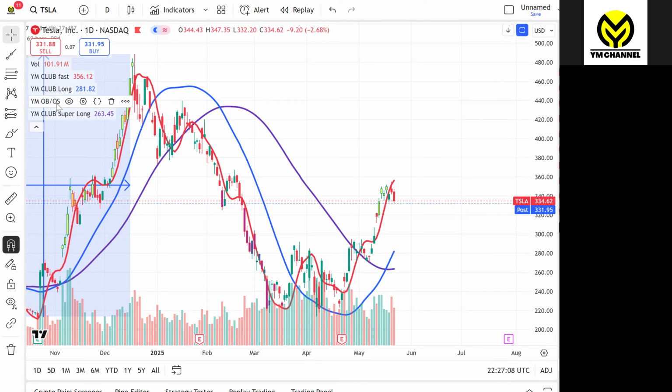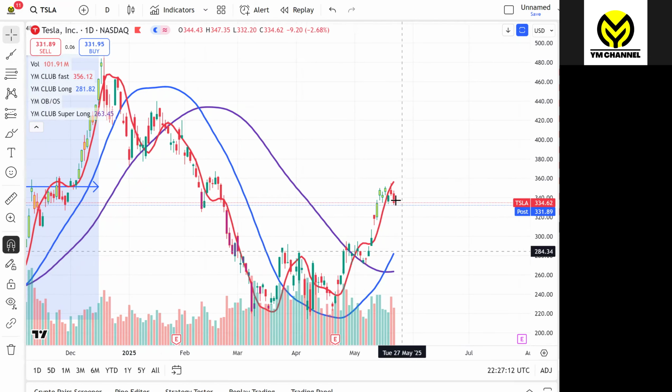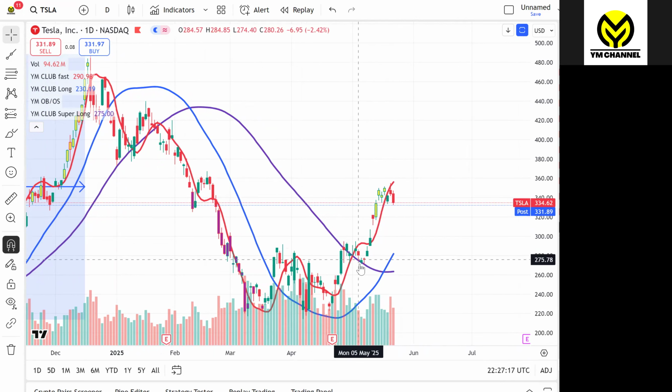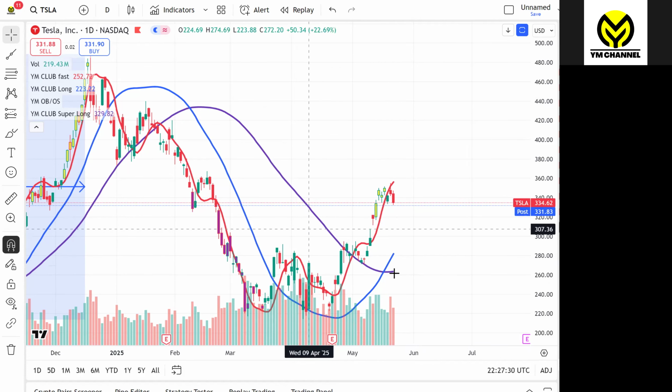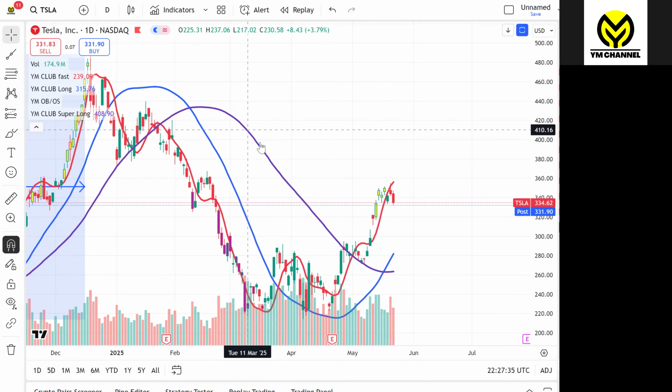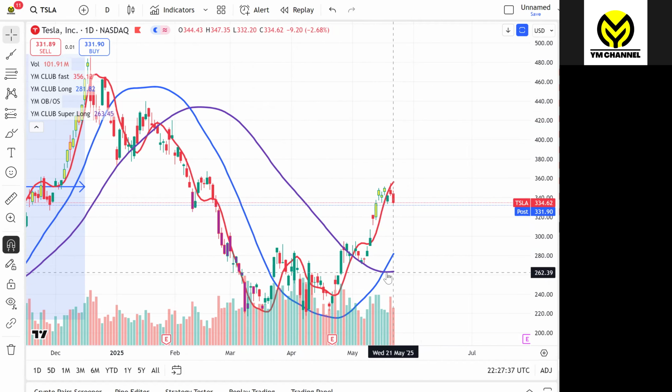Now we look at Tesla using my indicator called YM Club Fast, YM Club Long. You can see these three lines, okay? The fast trend line, which is the red, the blue, and the super long one is the purple. They tell you the three trend lines for three different time frames: the fast one, the regular one, and the super long one. Basically, if we look at the super long one, you can see it was a downtrend and now it's getting flat, and hopefully it changes direction to upward very soon.